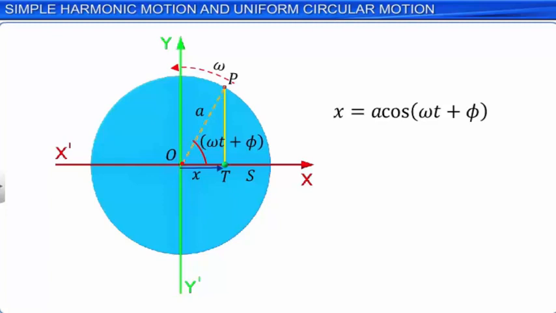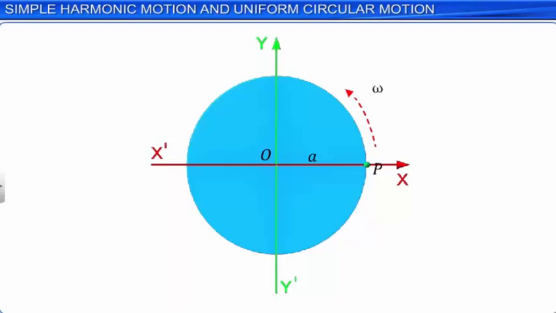If the revolving particle began its journey from the end of the diameter, then for the projection on the diameter along the y-axis, its displacement will be 0, and the initial phase angle phi would be 0. Then, displacement y is equal to a sine omega t, which is equal to 0.